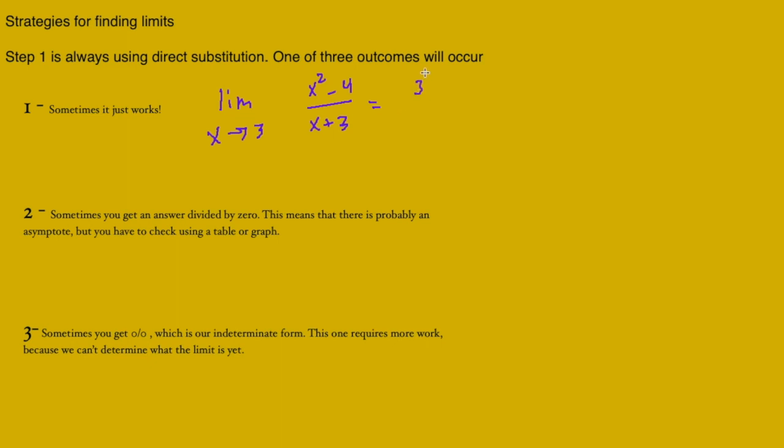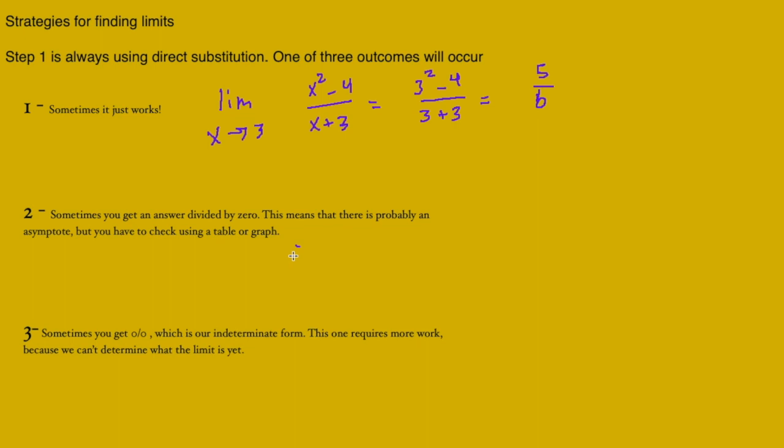When you plug in 3 for this one, you get 3 squared minus 4 over 3 plus 3, which gives us 9 minus 4 over 6, or 5 over 6. And this is the limit. The limit as x approaches 3 of this function is 5 over 6. Let's take a look at an example where you find an asymptote.